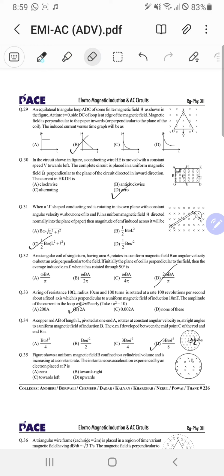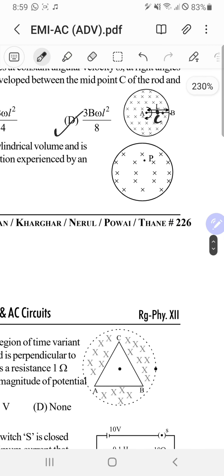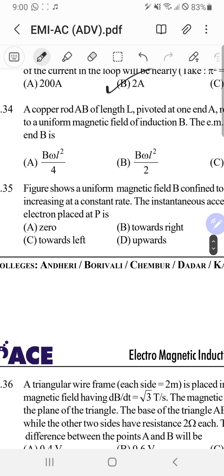Okay, next we have: figure shows a uniform magnetic field B confined to a cylindrical volume, and is increasing at constant rate. Find the instantaneous acceleration experienced by an electron placed at P. So it's a cylindrical volume, uniform magnetic field increasing at constant rate, instantaneous acceleration experienced by the electron placed at P. All right, fine. This one is acceleration.